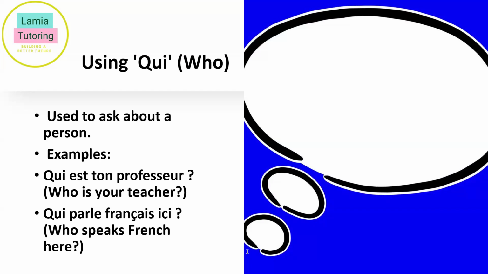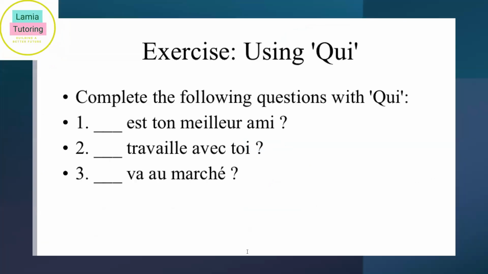Done. Okay, perfect. So the exercise is to complete the following questions with qui. Do you want to read them to me, please? Qui est ton meilleur ami? Do you understand the meaning of it or not? Who is your friend? Meilleur is best. Okay, best friend. Who is your best friend?